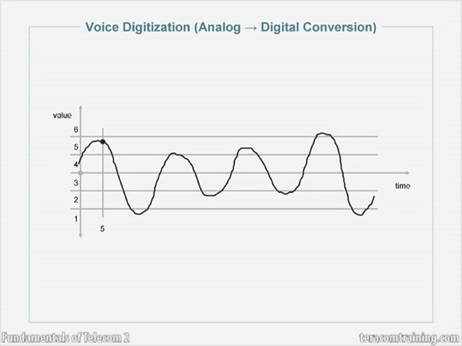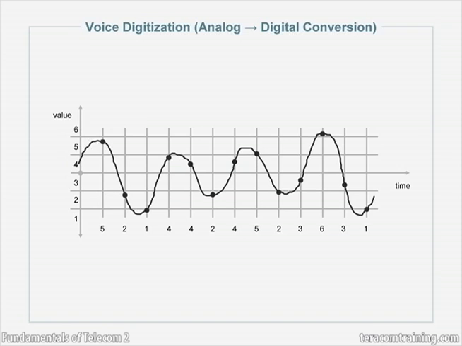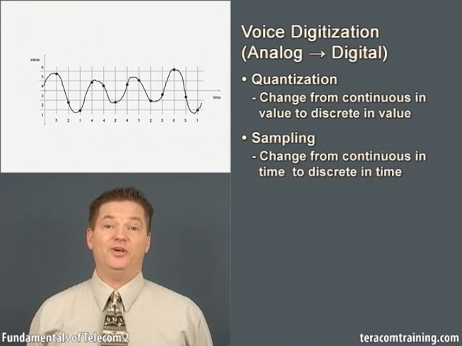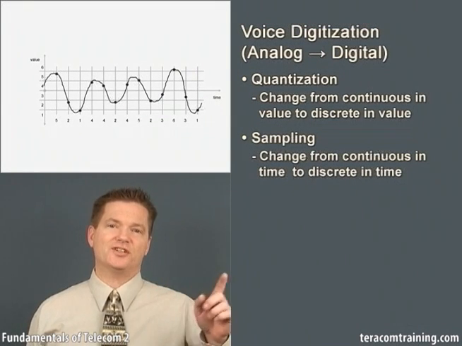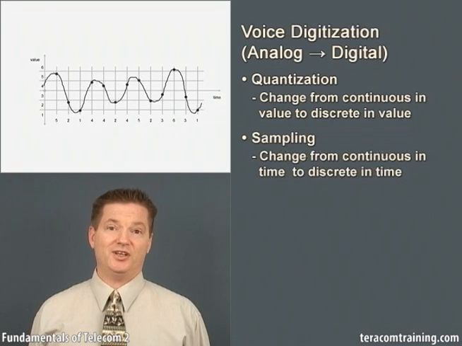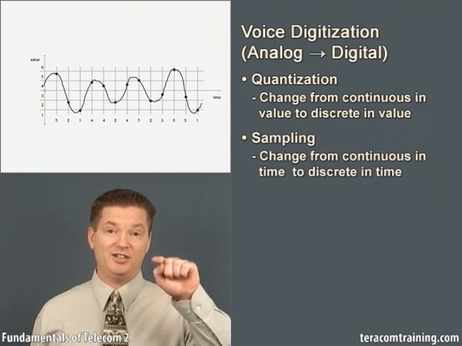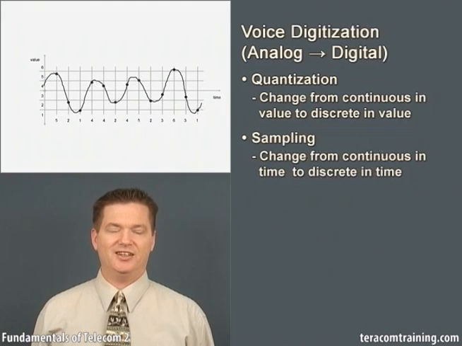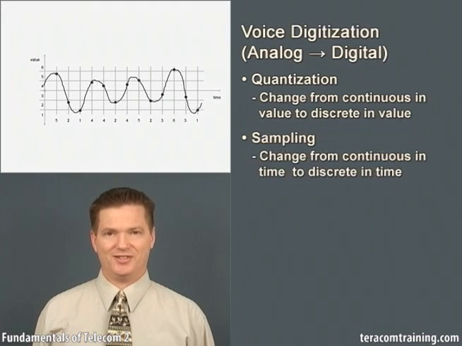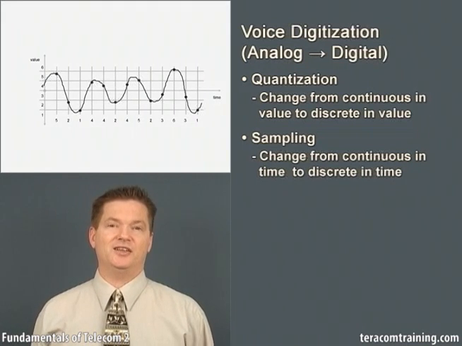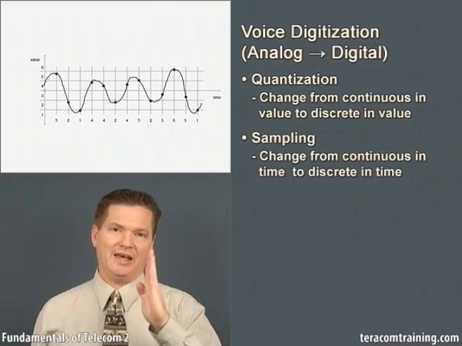And then a little while later, it's within level 2, so we write down a 2. Then a 1, then a 4, then another 4, then a 2, then a 4, a 5, a 2, a 3, a 6, a 3, and a 1. And we end up with this sequence of numbers representing where the signal was at each of these times. This is our digital signal. And you can see that it's discrete in value and in time.